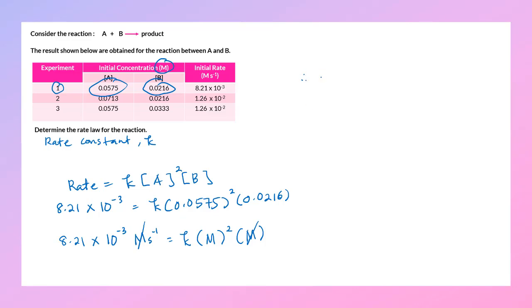Thus, when you solve this, you will get the K value is 114.96, and the unit is molar to the power of negative 2 per second.